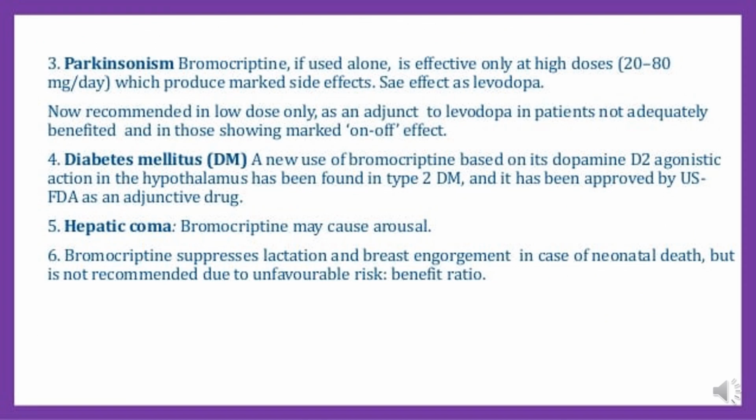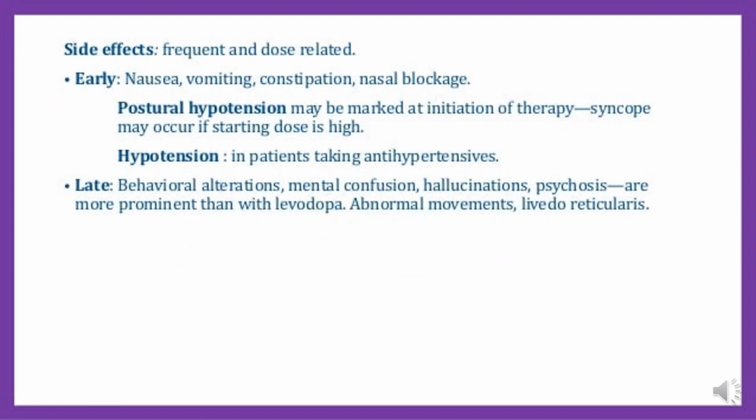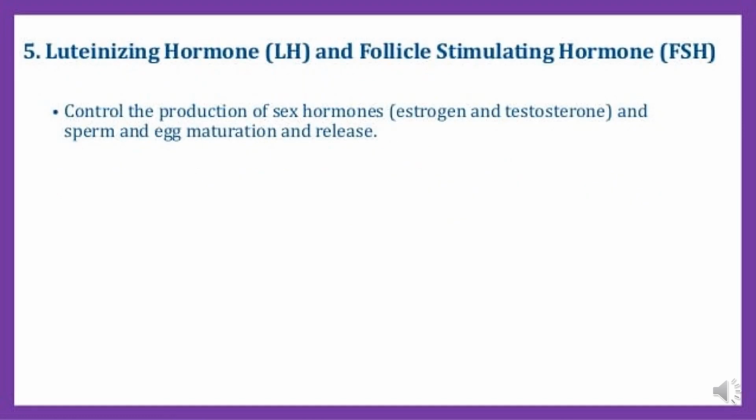Parkinsonism, diabetes mellitus, hepatic coma. Bromocriptine suppresses lactation and breast engorgement in case of neonatal death. Side effects are frequent and dose related. Early: nausea, vomiting, constipation. Late: behavioral alterations and mental confusion.